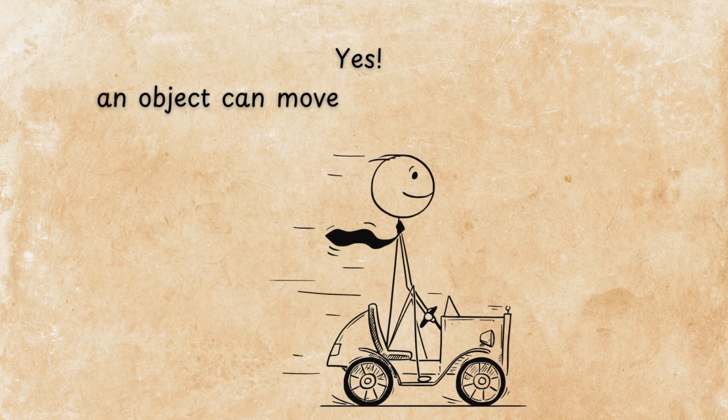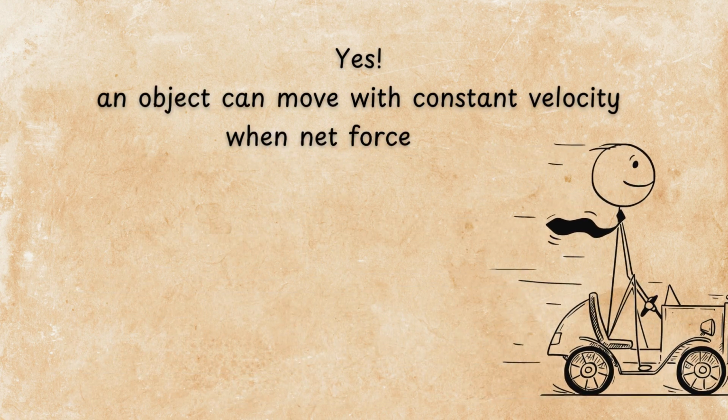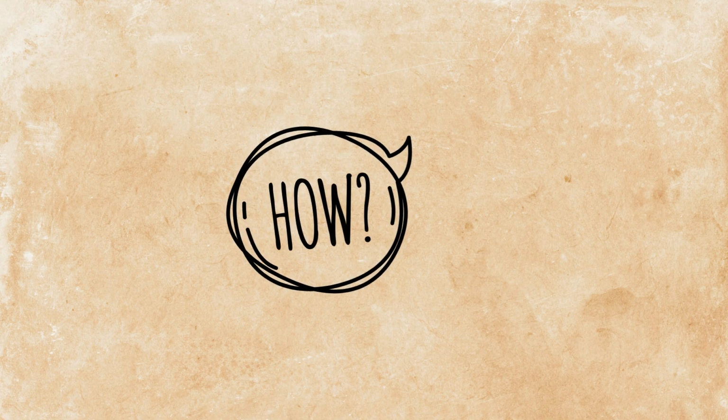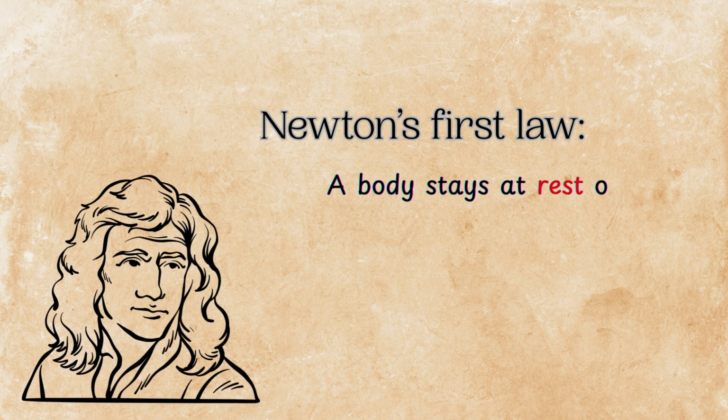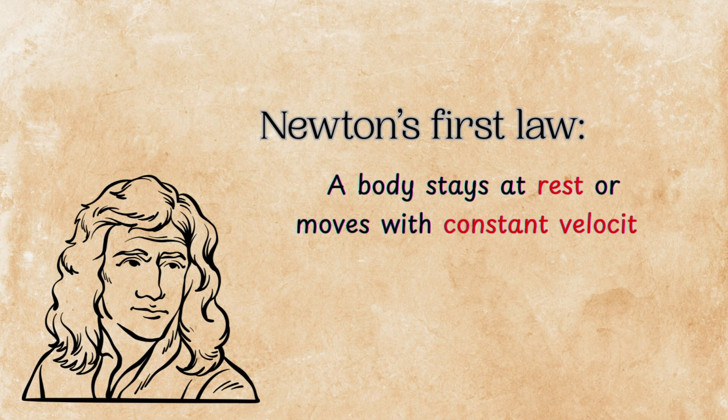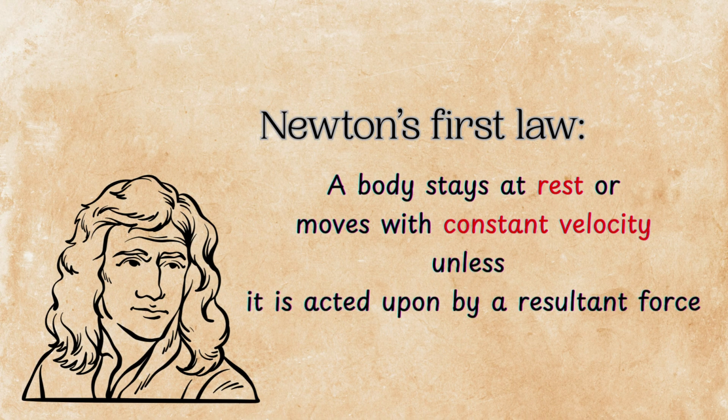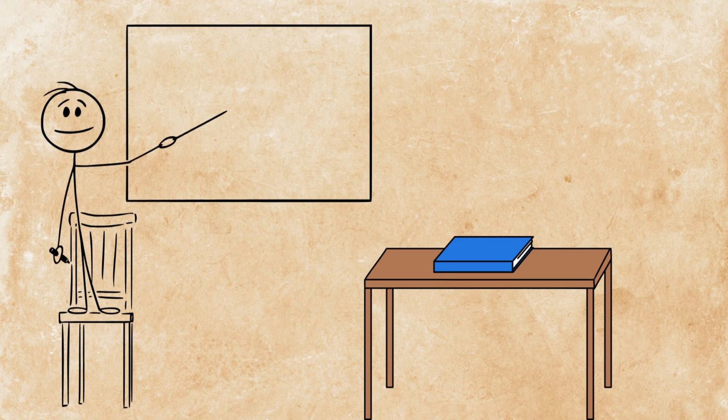Yes, an object can move with constant velocity when the net force is zero. How? Today we are going to talk about Newton's first law of motion. It says a body stays at rest or moves with constant velocity unless there is a resultant force acting on it. The first part of the law is very easy to understand.